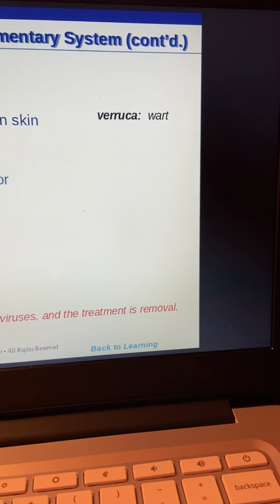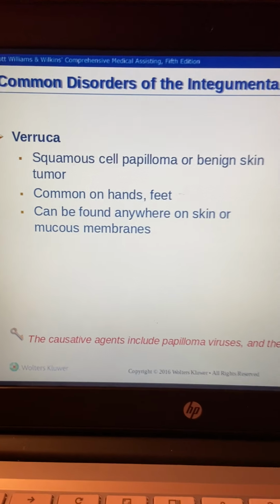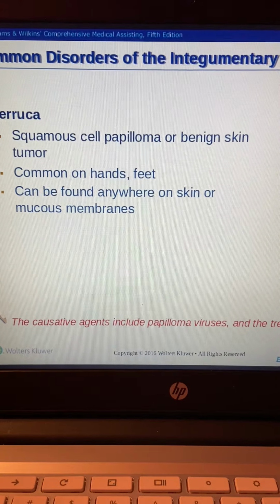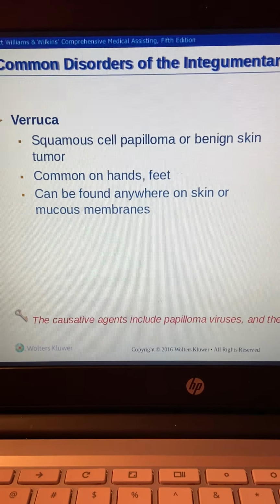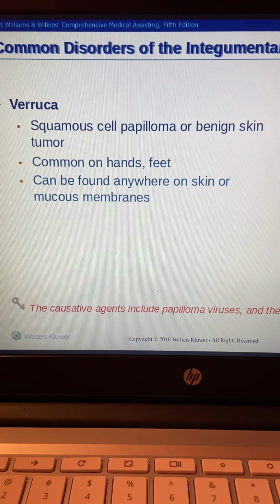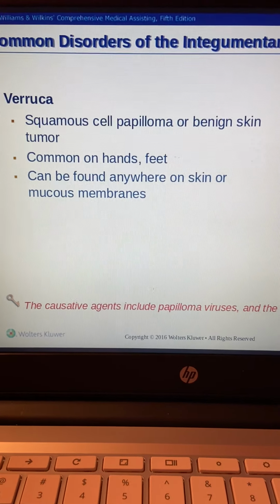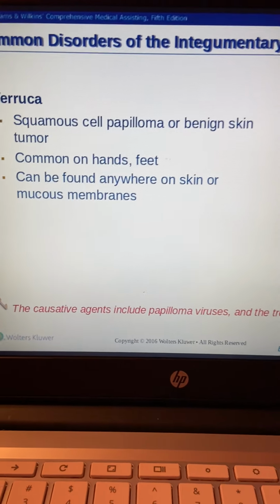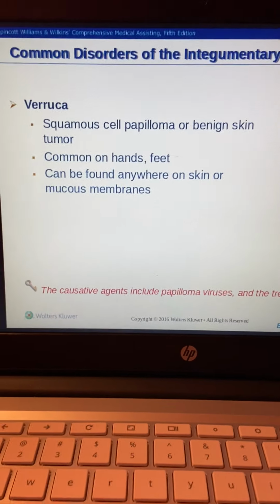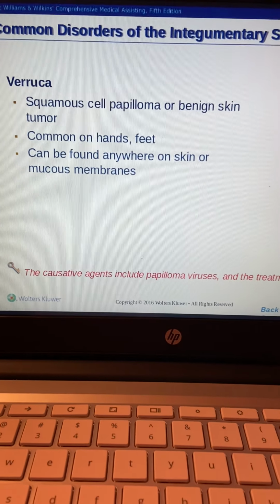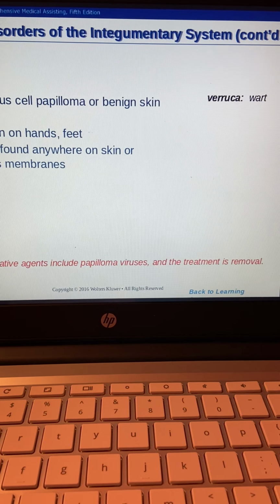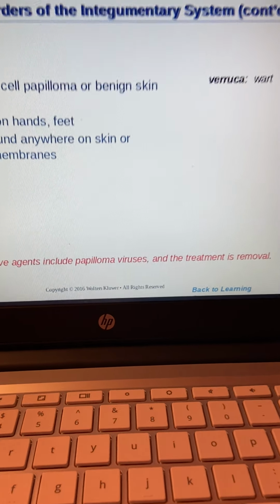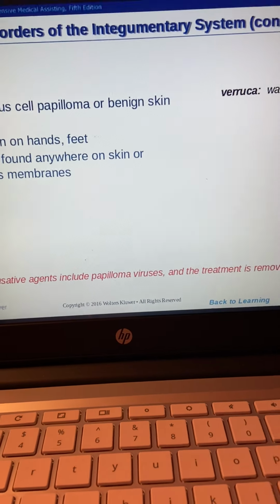Verruca is just a simple wart. Verruca is a squamous cell papilloma or benign skin tumor. Let's remember that benign means non-cancerous. It is most commonly on your hands and feet, and it can be found anywhere on the skin or the mucous membranes. The causative agents include papilloma viruses, and the treatment is just the removal of the wart.